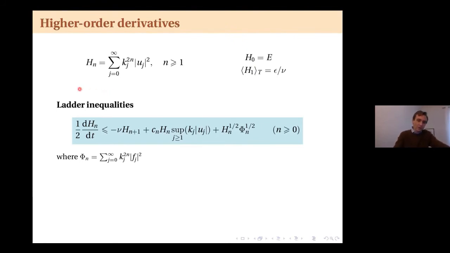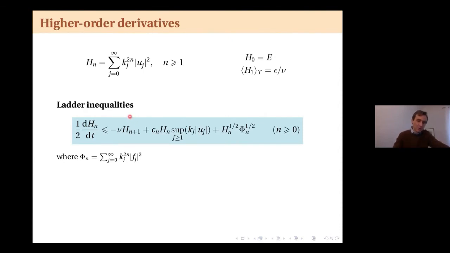Now, we have been able to prove that these quantities satisfy a set of differential inequalities which relate Hn and Hn plus 1. These inequalities contain the essence of the strategy I was describing, for the following reason.